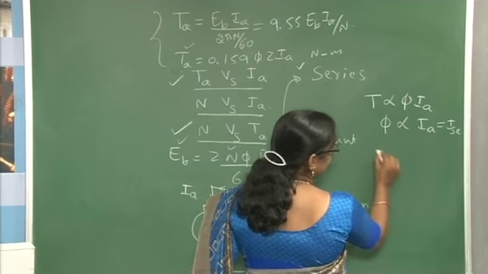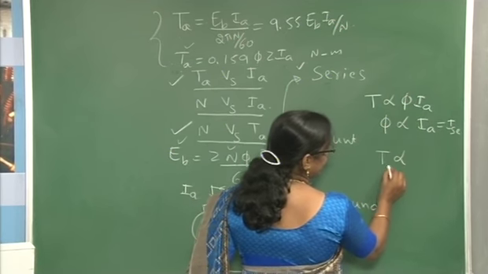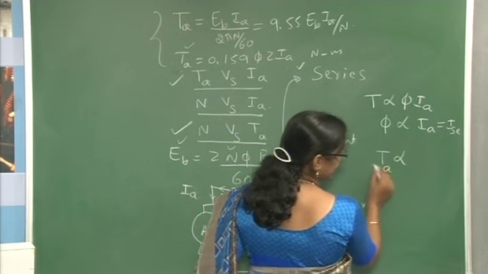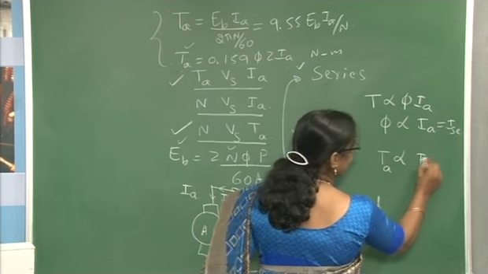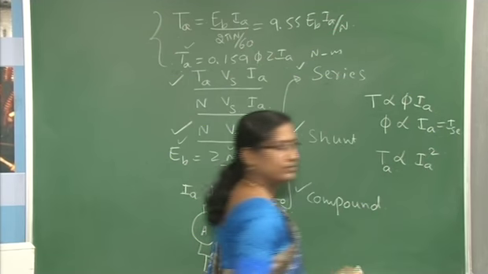Now what does this equation represent? TA is directly proportional to IA square. How does it look?